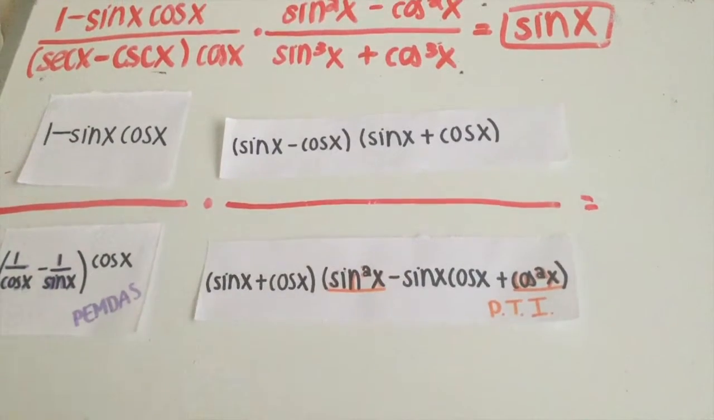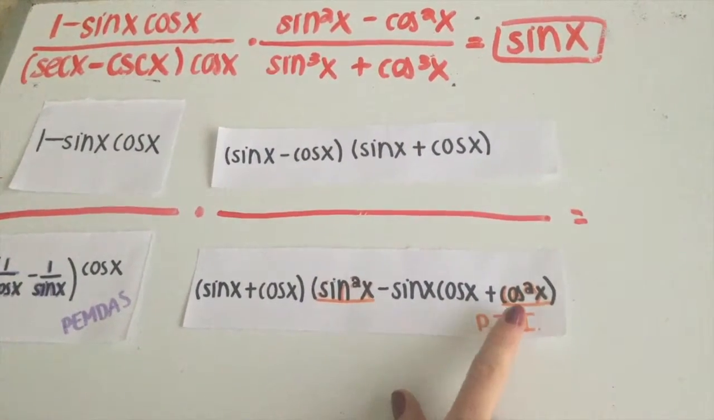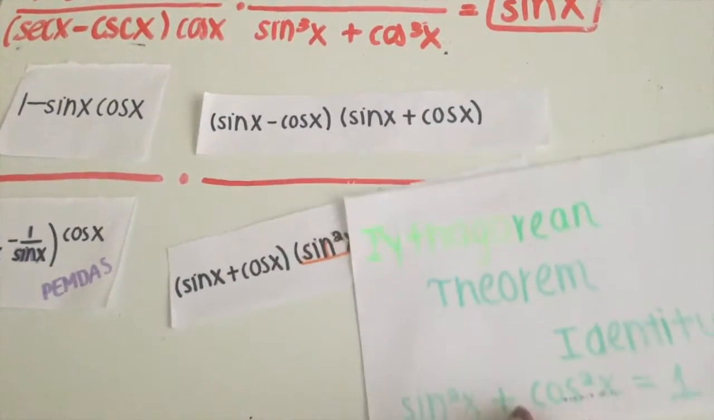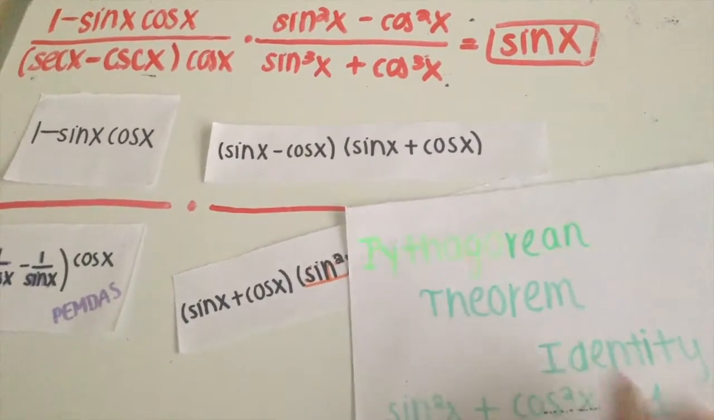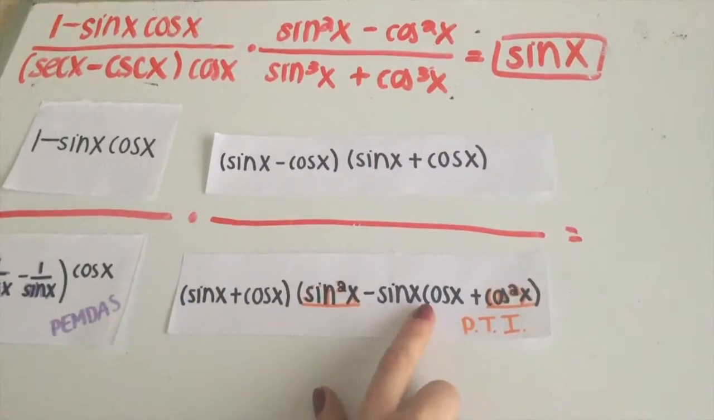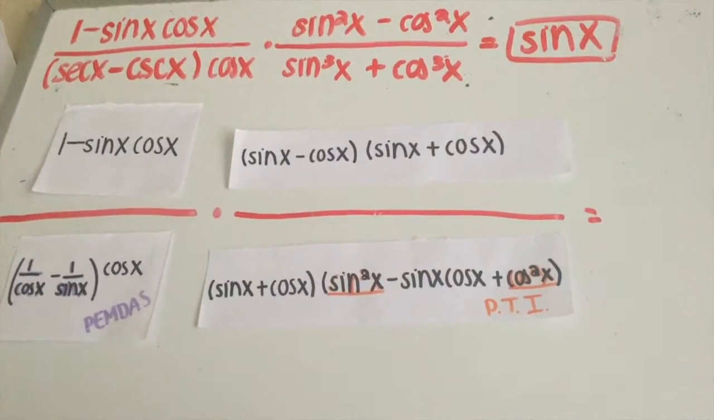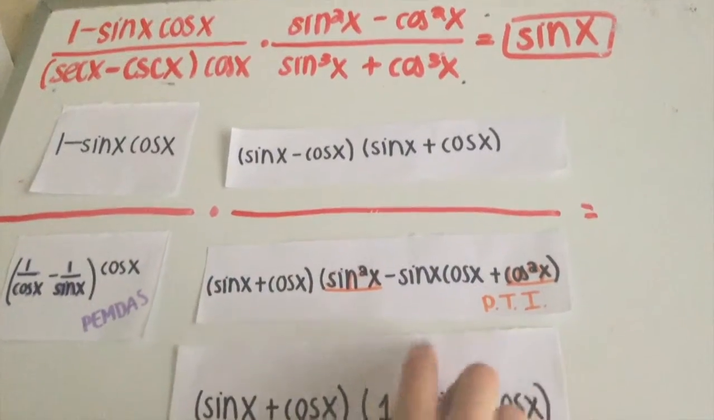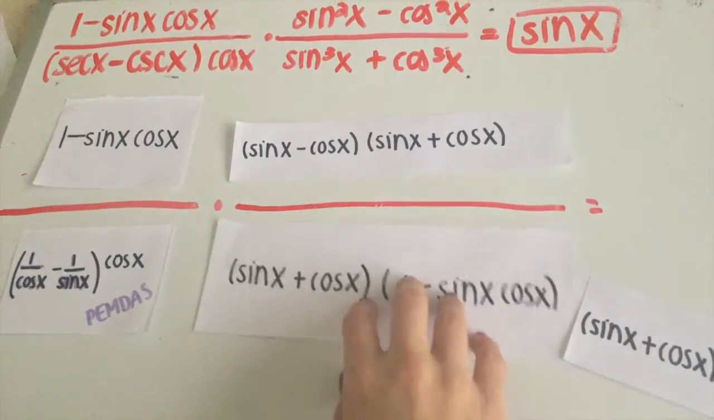If we see carefully, we're going to notice that here we have the Pythagorean identity, meaning that if we add the square of sine and the square of cosine, we're going to get a value of 1. So this will leave us with the denominator with something just like this. 1 minus sine x cosine x times cosine x.